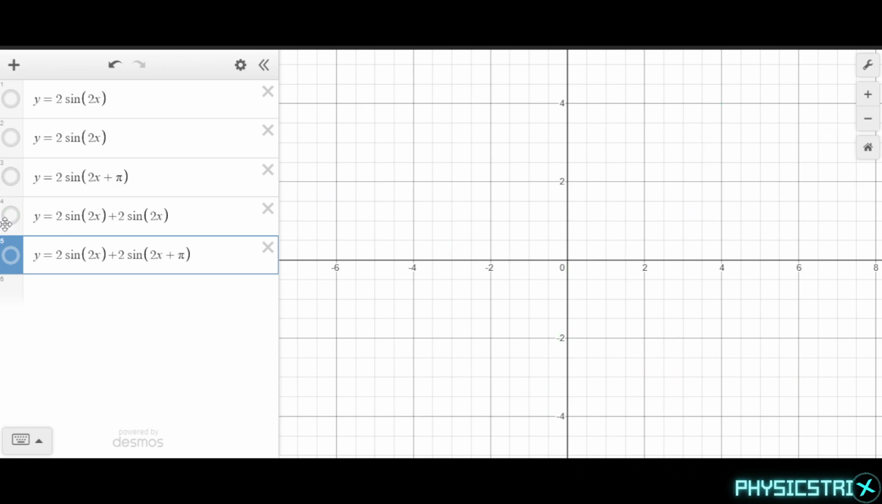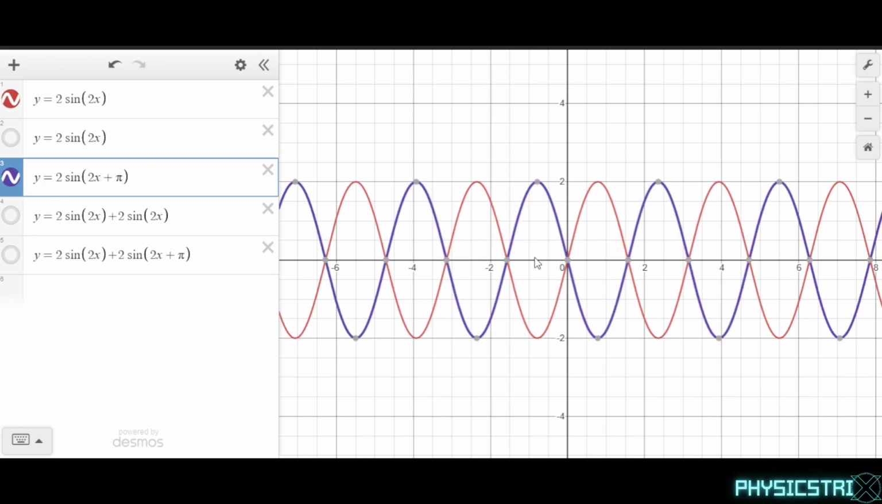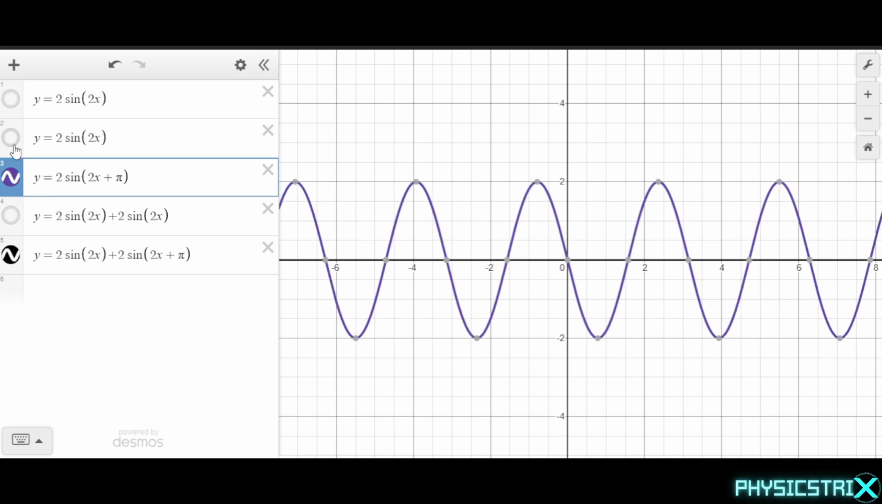Well, I can get a destructive wave by simply introducing a phase difference of pi. So what I can do is have the red one, then have another one that is shifted by pi radians. Then if I add them together, they cancel each other out, and all I'm left with is this black line.